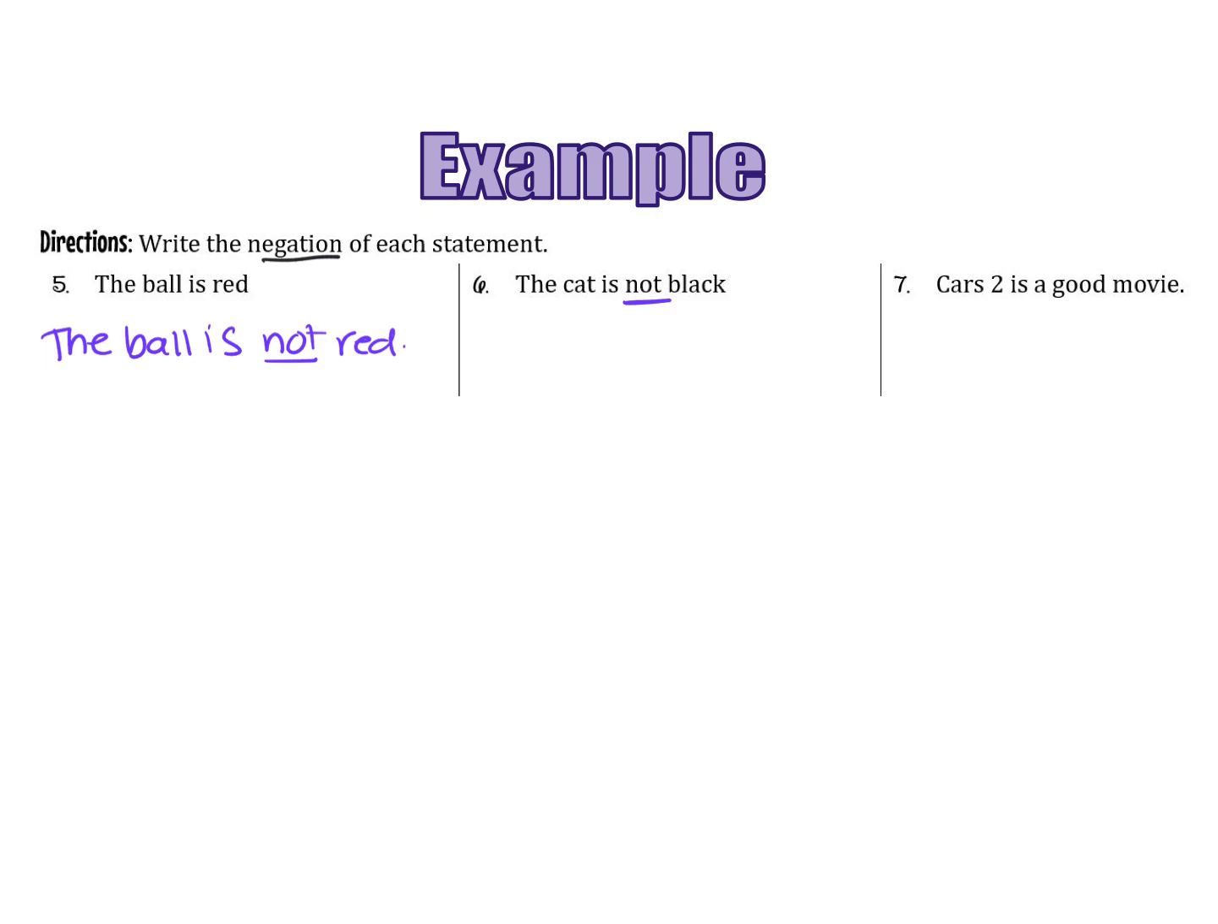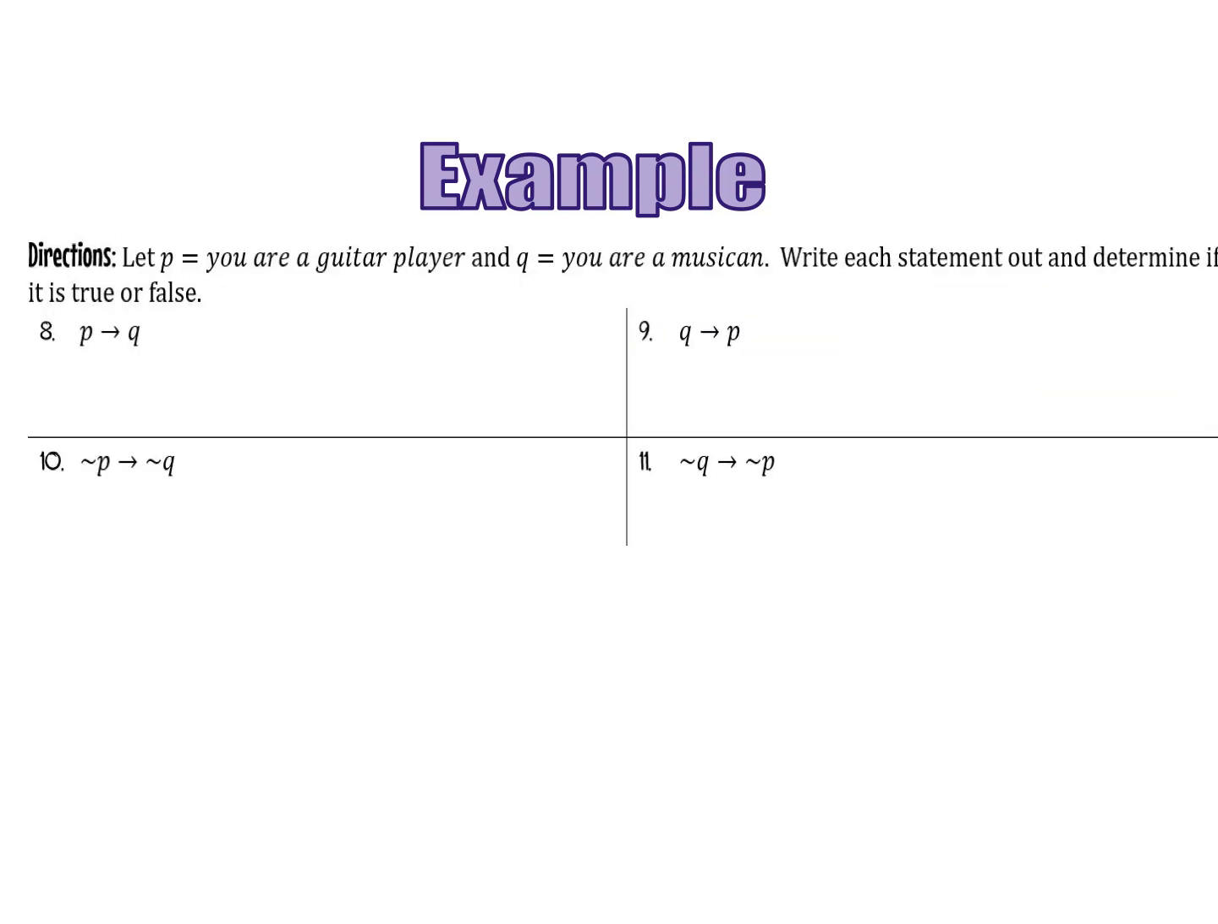So go ahead and pause the video and get all 3 of these down. Try number 7 on your own and then unpause the video to see how you did. So I've now added that third one. Cars 2 is not a good movie. Now that we have some of the basic vocabulary down, we're going to work on the notation and the other types of statements that we learned in our vocabulary section.